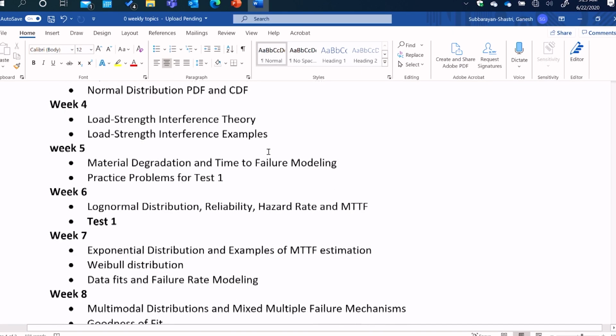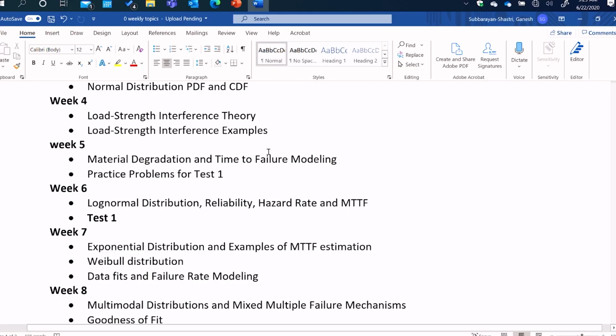And then in week 5, again, we'll continue with an engineering application. We'll understand material degradation, meaning that all systems, the performance of systems will degrade due to strength of the material being degrading. And we will learn how to characterize that. And then in week 6, we'll talk about log normal distribution. We'll first define reliability. We'll define hazard rate, mean time to failure, mean time between failures, availability, and so on.